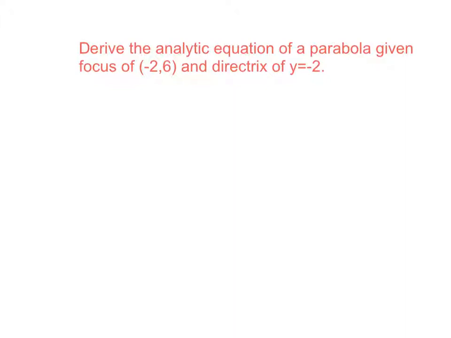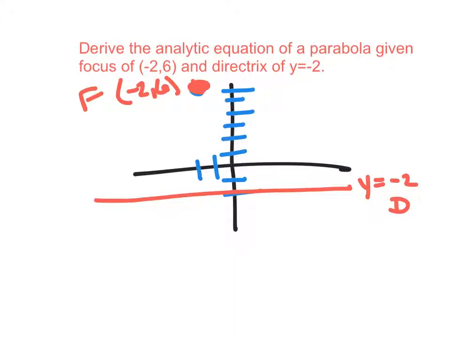All right, let's try another one. Again, derive the analytic equation of a parabola given the focus of (-2, 6) and directrix of y equals -2. So again, step 1 is to sketch. So pause it, sketch it out, and then hit play and see if we agree. So don't cheat yourself. Pause it and see how you do. All right, take a quick peek at mine, see if you agree. I basically just plotted the focus and directrix.